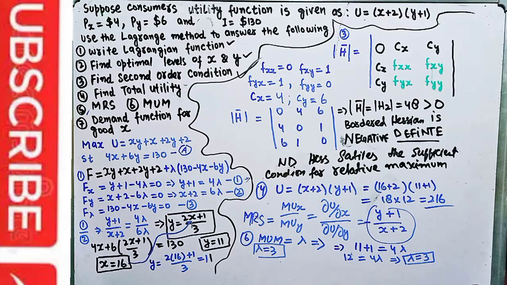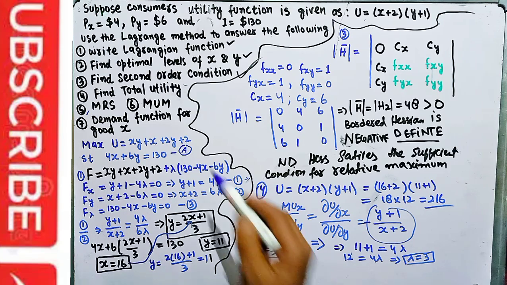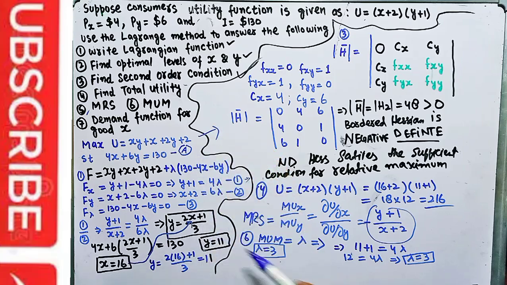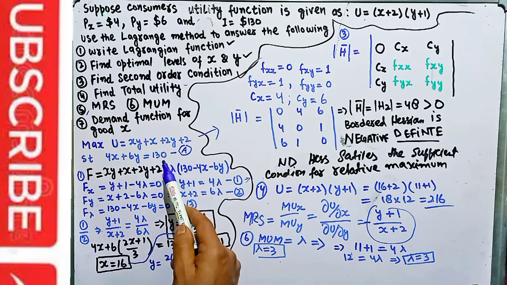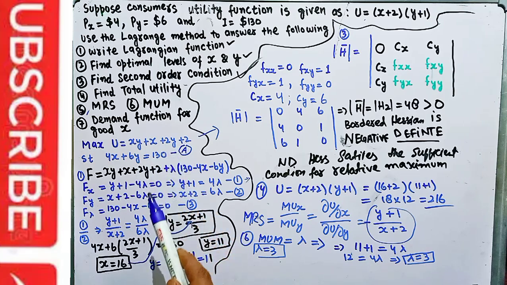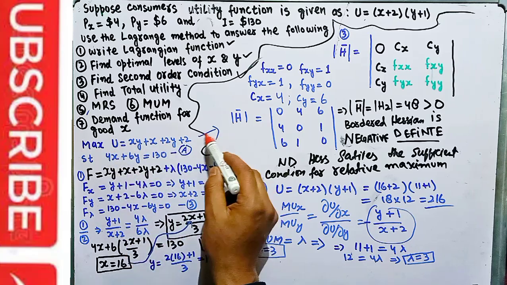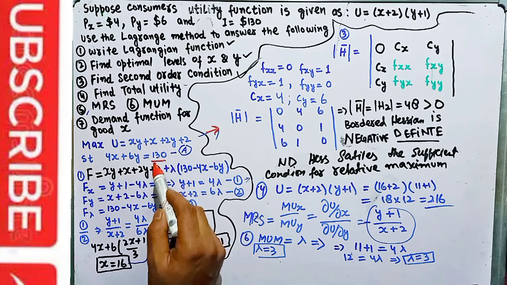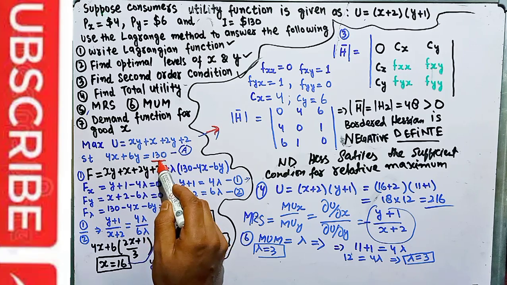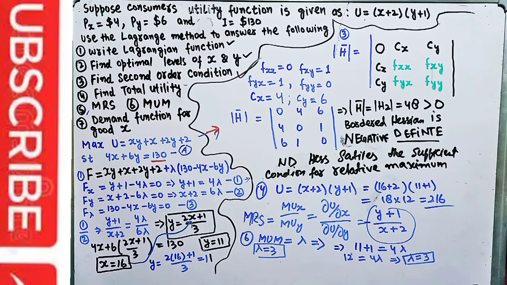Now how do we interpret this? The value of lambda simply tells us how the utility will change if there is a 1 unit change in the constant of the constraint function. Let me repeat it again. Lambda, we also call it the shadow price. It simply tells us how total utility will change when there is a 1 unit change in the constant of the constraint function.